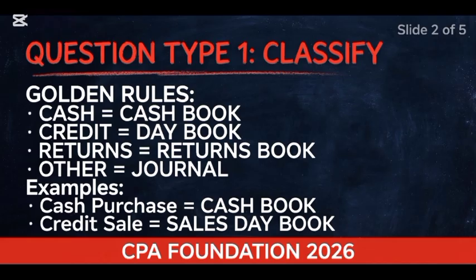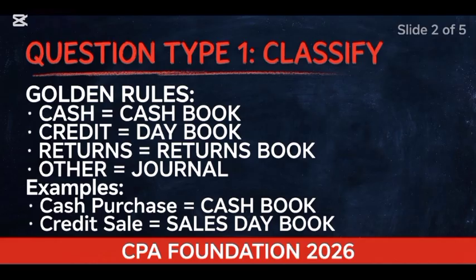Rule 3. Returns equals returns book. Returns inward for goods customers return to us. Returns outward for goods we return to suppliers. Rule 4. Other equals journal. Anything that does not fit in the other books goes to journal.